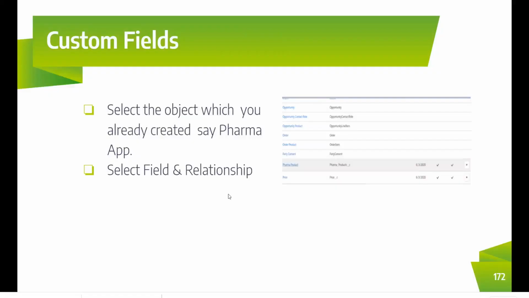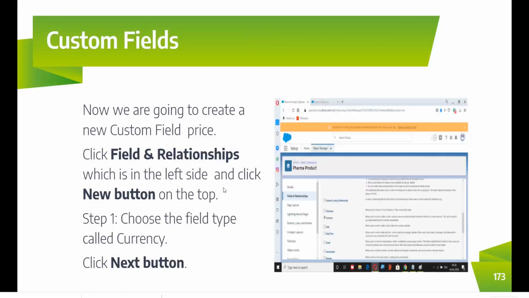Got it? So now to create a custom field, first you select your object which you already created. Say for example, the Pharma app that we have created, and select the field and relationship. On the left hand side, you can see the field and relationship link will be there. First, you have to select the object. The moment you select the object, it will show the links on the left hand side. The first link is going to be field and relationship.